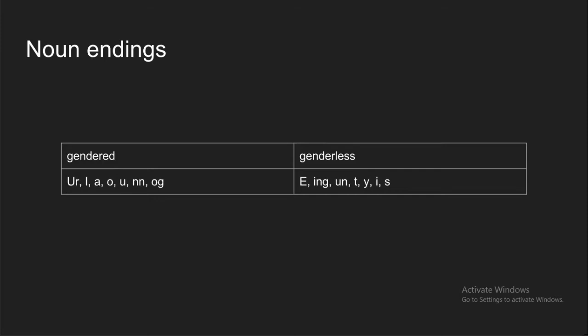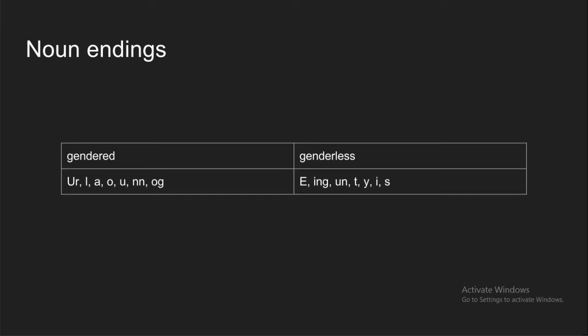So here are the noun endings. Now, it's kind of a gendered system in this language, except instead of having masculine, feminine, and neuter, there is gendered and genderless. The difference between them is that gendered is only living things that can be described in English by he or she, for example, man, woman, a cat, a dog, etc. Those nouns will end in L, a, o, u, n, or og.